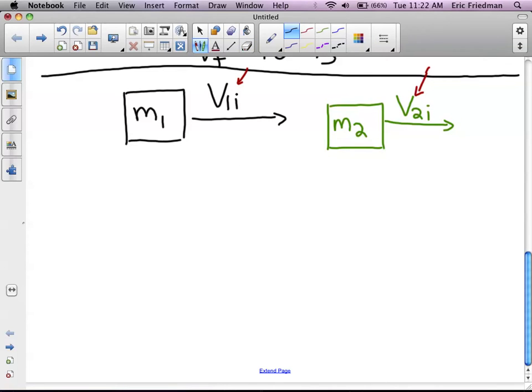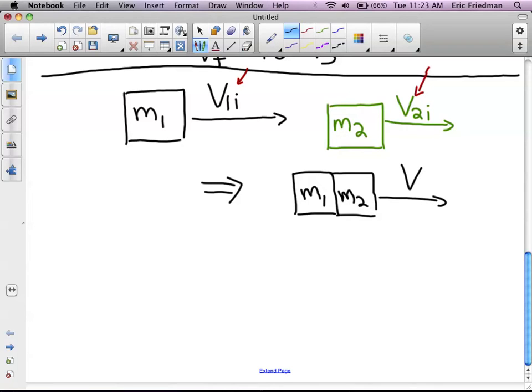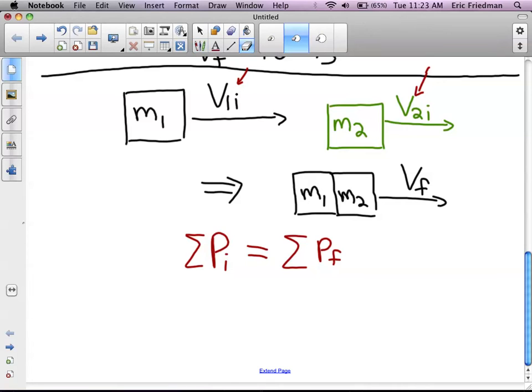So then, once again, at some later time, I draw a double arrow like that, they're going to have collided together and stick. So M1, and here's M2, and now what I just have is VF, since they're stuck together. Now we're going to write this conservation of momentum equation. I'm going to add up all the initial momentum and set it equal to adding up all the final momentum, and I'm just going to write an equation for it all.